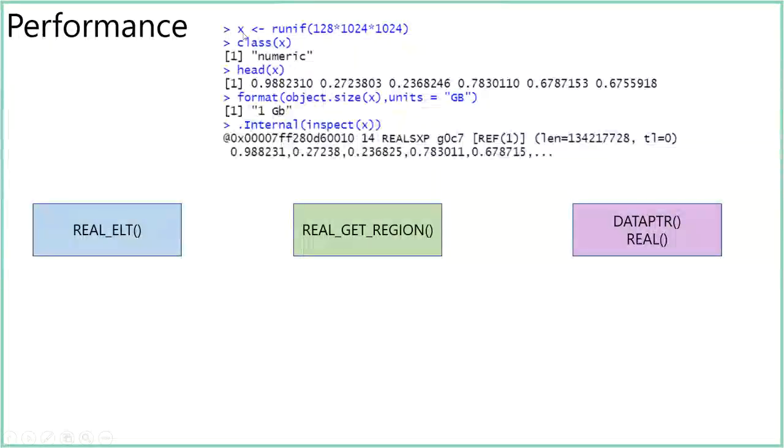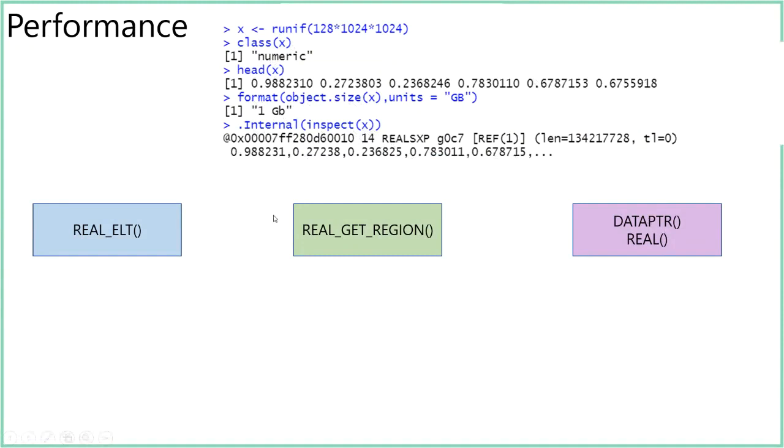So let's say we have a randomly created numeric vector, and its type is numeric, and we can check its data. They are all random numbers, and we can get its size using the object size function, and it's 1 GB. And we can use the inspect function to check that it is not an ALTREP. All the data has been allocated in memory. So this is just the traditional R vector.